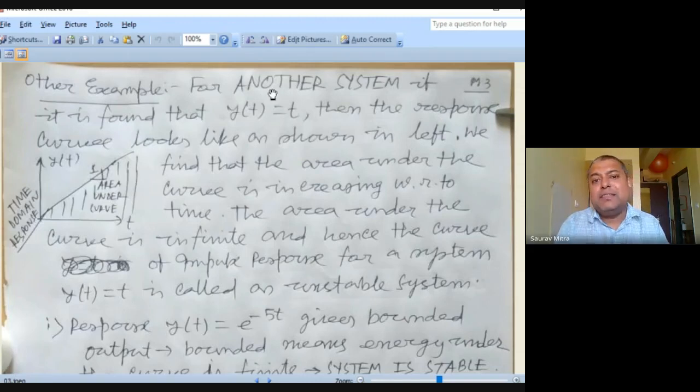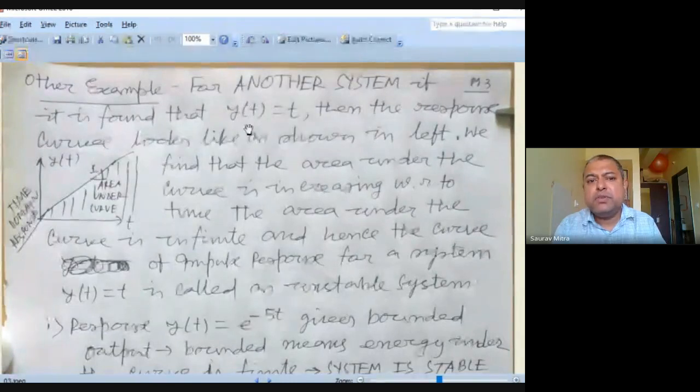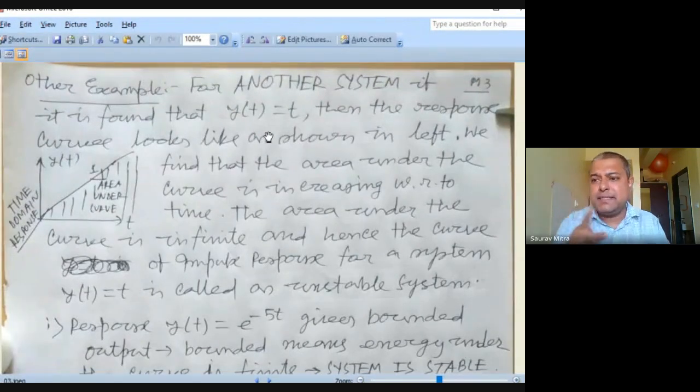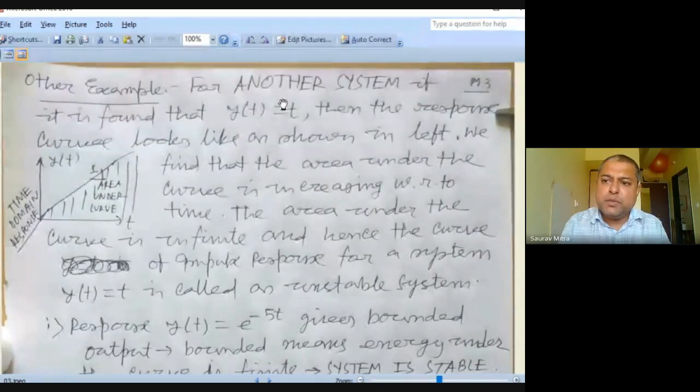Another example for another system: let's assume that y(t) is equal to t. So the transfer function we find, Y(s) is equal to 1 by s. Or 1 by s square, I'm sorry, Y(s) is equal to 1 by s square. Take the inverse Laplace and you find y(t) is equal to t. This is actually the impulse response of a system.